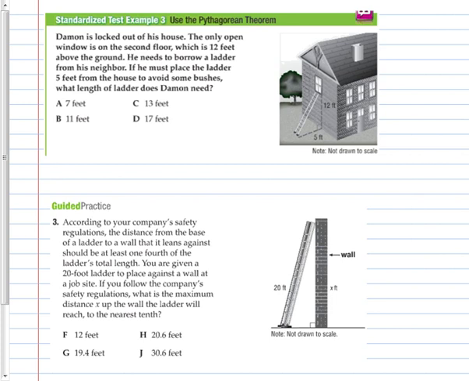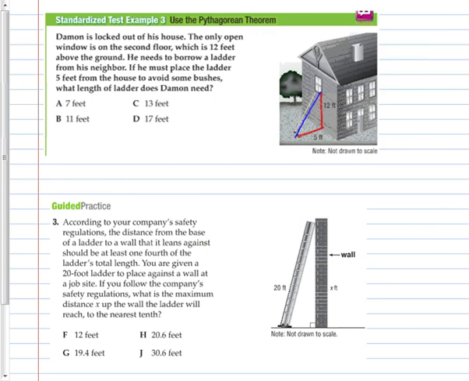Damon is locked out of his house because he snuck out his bedroom window and he shouldn't have. Let that be a lesson to you. The only open window is on the second floor, which is 12 feet above the ground. He needs to borrow a ladder from his neighbor. If he must place the ladder 5 feet from the house to avoid some bushes, because his parents planted thorn bushes there. They were smart parents. What length of ladder does Damon need?